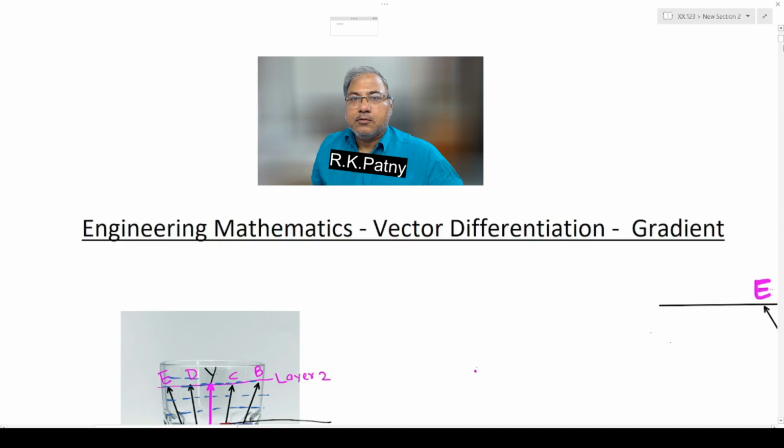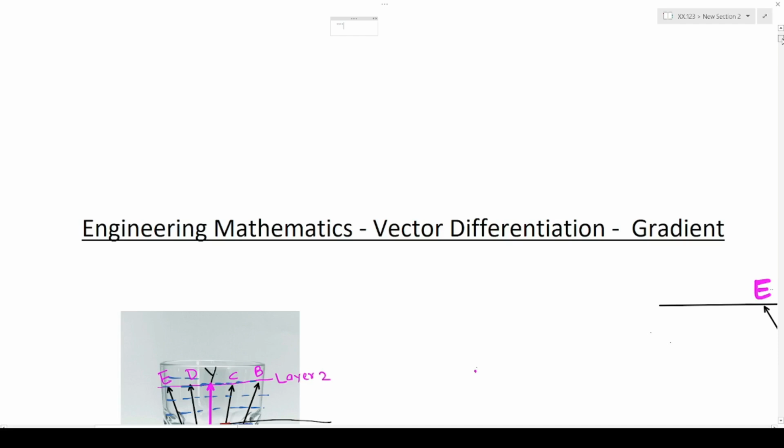Hello friends, you might have done the vector differentiation. Under the vector differentiation, there is an important topic called gradient, which is mostly found in engineering mathematics and BSc students.